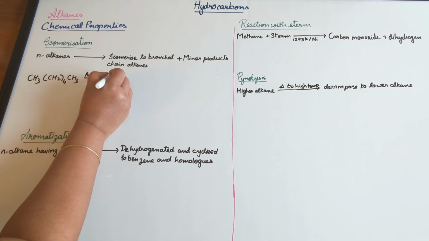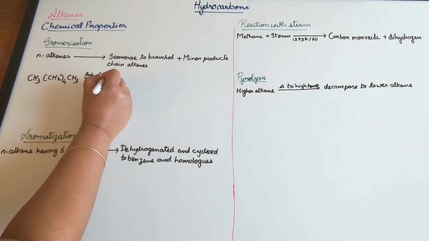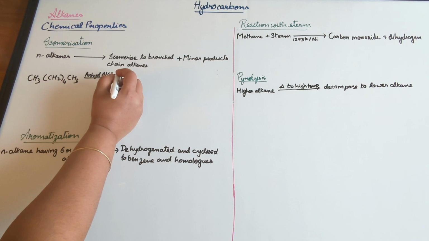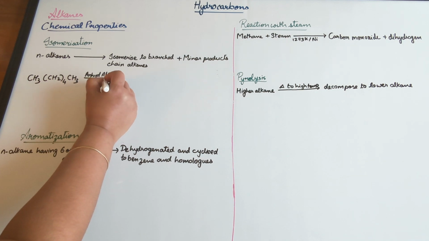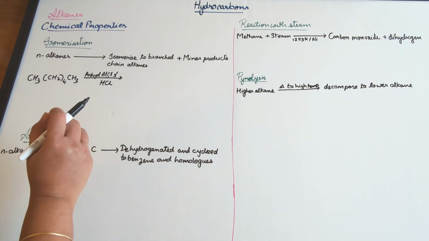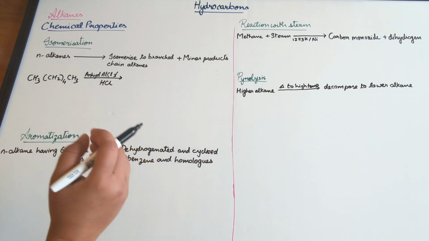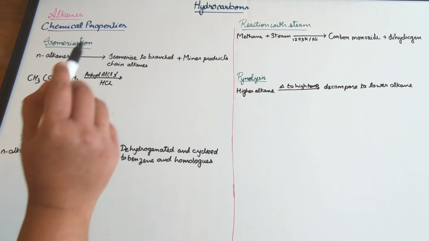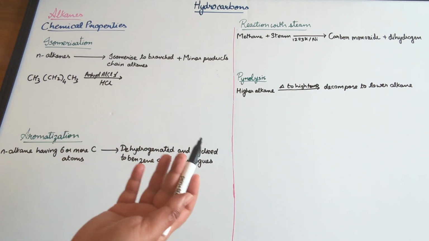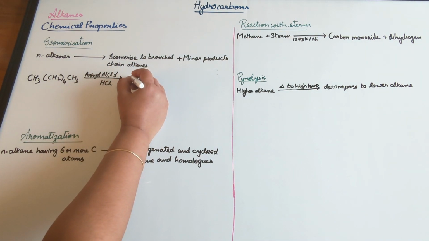AlCl3, aluminium chloride, and HCl. Now this is leading to the formation of two products. One is 2-methylpentane, the second one is 3-methylpentane, and this also gives us some minor products as well. So in this reaction you're getting two products, which are 2-methylpentane and 3-methylpentane.